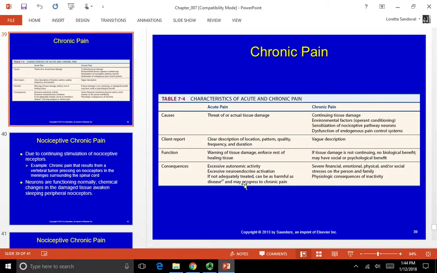With chronic pain, if the tissue damage isn't continuing, there's no biological benefit to change in function, but there might be a social or psychological benefit. So someone may benefit in some social or psychological way, like they get attention, or it changes their employment status or something. There's some other benefit for the pain to continue, secondary gain.